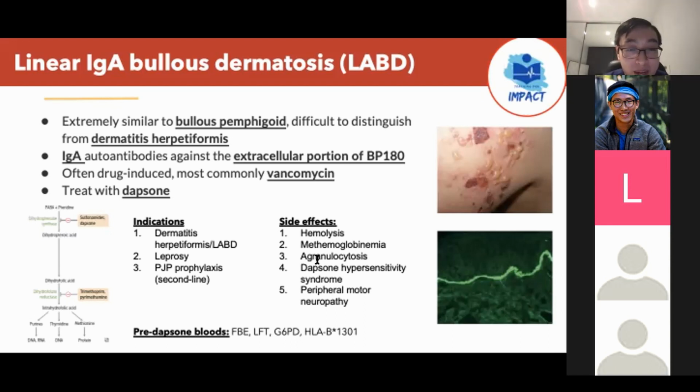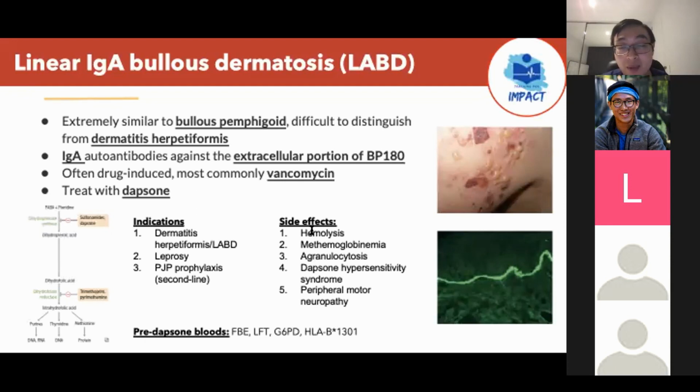So dapsone has 5 main side effects. The first is hemolysis, and again, especially in the presence of G6PD deficiency. The other side effect is methemoglobinemia, and there was a recent case of dapsone-induced methemoglobinemia at the Austin.